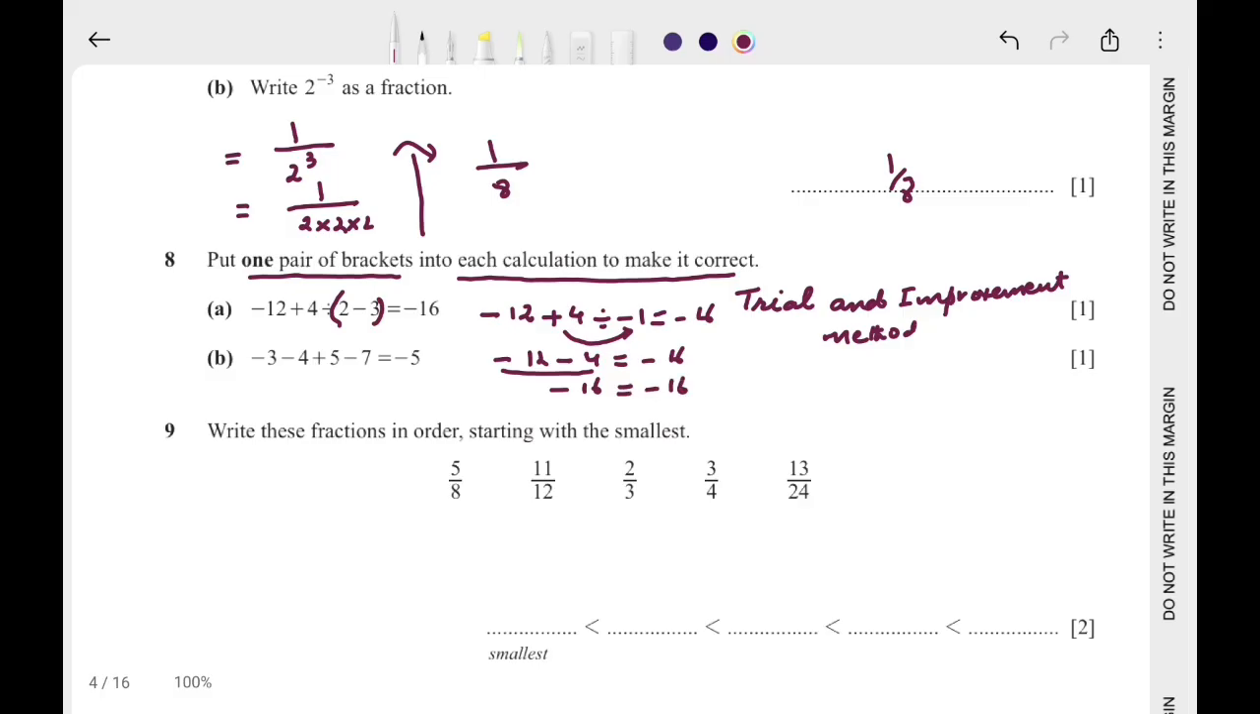Now for B part, we have to insert brackets here around 4 and 7. So it would be minus 3 minus 4 plus 5 is 9, 9 minus 7 is equal to 2. So minus 3 minus 2 is equal to minus 5. So it will be minus 5 is equal to minus 5. So the answer is justified.